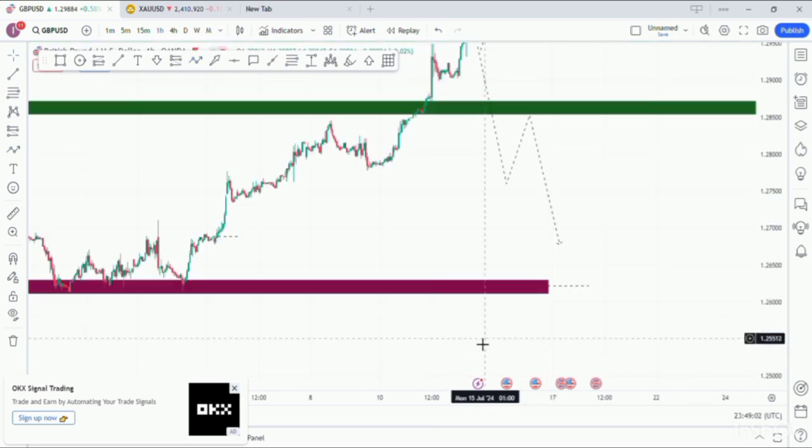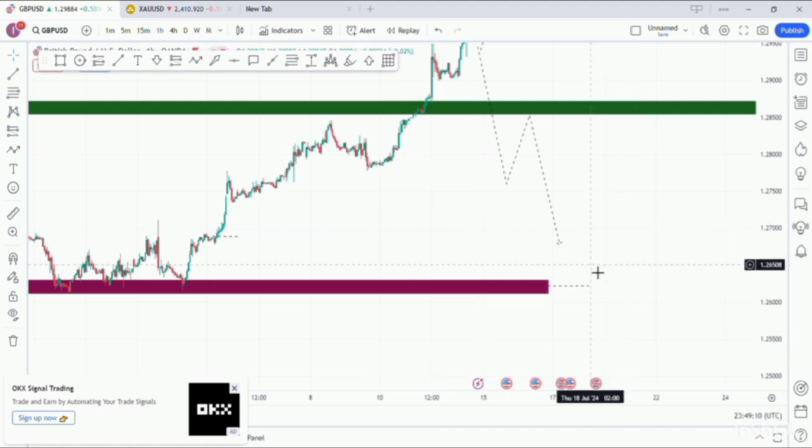So guys, that will be all for GBPUSD. Let's move over to XAUUSD and also look out for some key zones that we need to prepare us for the coming week, guys.